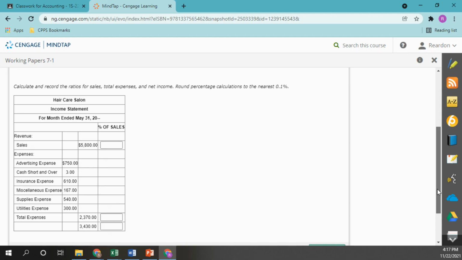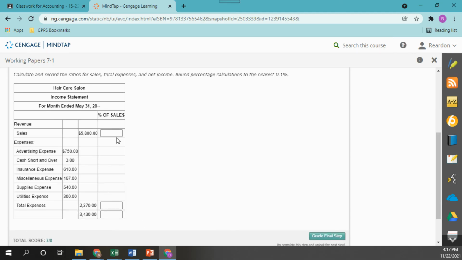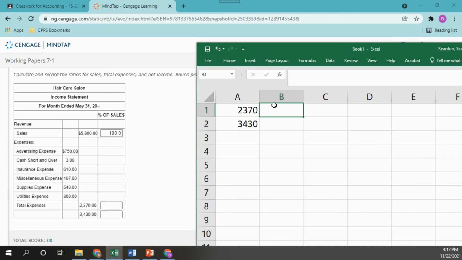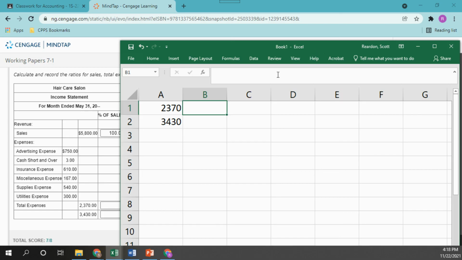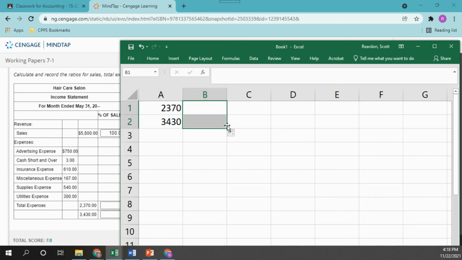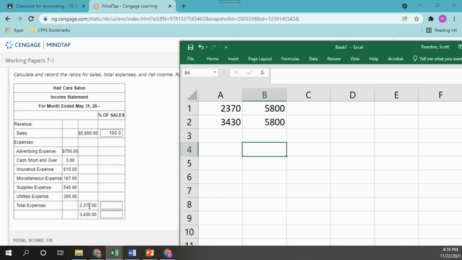Calculate and record the ratios for sales, total expenses, and net income. Well, if we have 5,800 on the top and 5,800 on the bottom, I'm pretty sure you can see that's going to be 100%. Now here, I'm going to use Excel. Here is my sales. I'm going to do a format painter. My sales is 5,800. First of all, my total expenses were 2370. What is the ratio? It's going to be my total expenses, and I'm just using Excel here, divided by my total revenues.